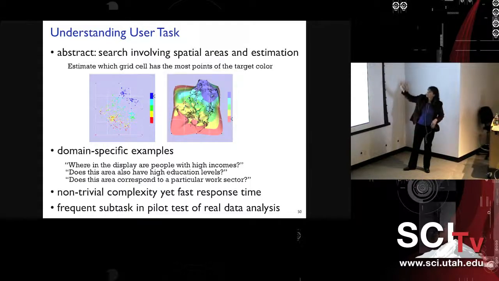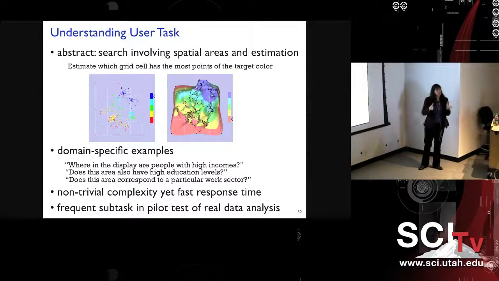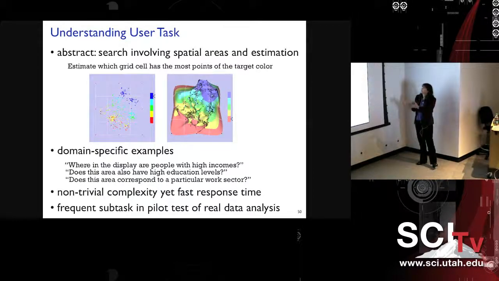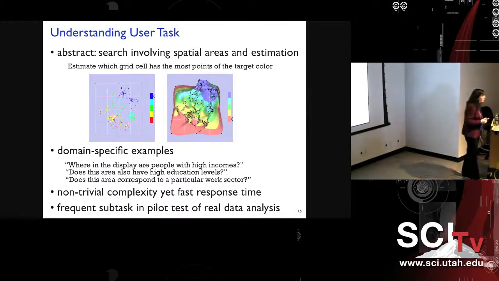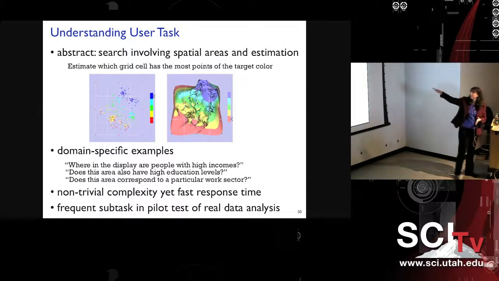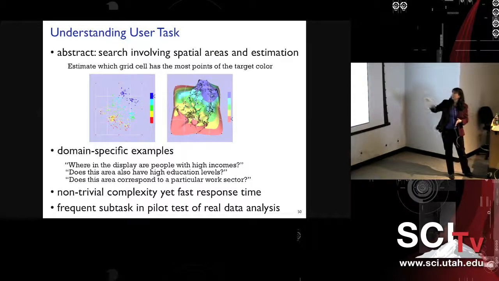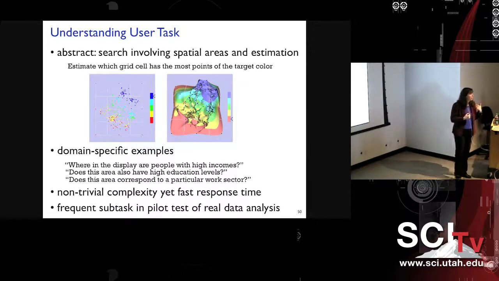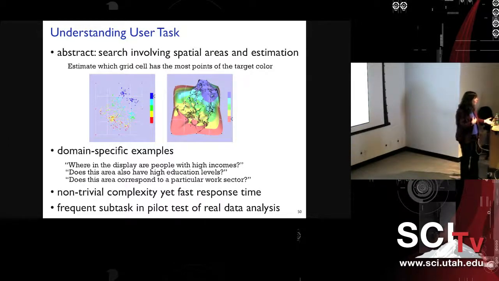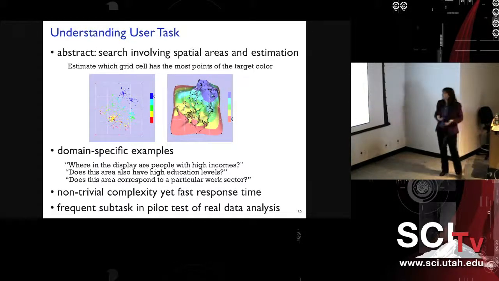So when thinking about what's the abstraction here, we came up with the task of, well, let's think about visual search, where what you're trying to do is think about spatial areas in some kind of estimation task. So specifically, let's think about estimating which cell in these 2 grids has the most points of a particular target color. And so it turns out that in domain-specific examples, that might be questions like, where in the display are people with high incomes, or does this area have high education levels, or correspond to a work sector?